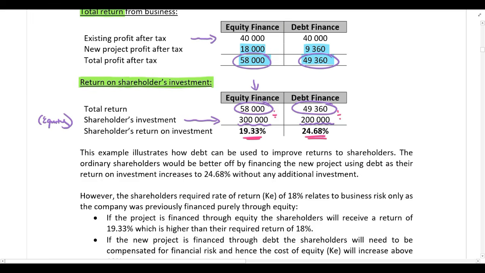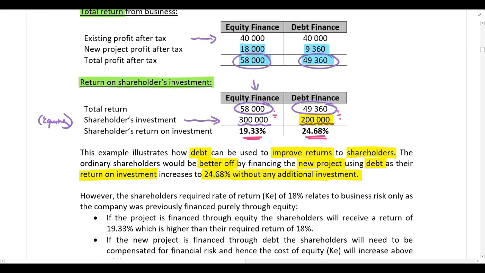All right, and we can now see the advantage of debt finance that I was talking about. This example illustrates how debt can be used to improve returns to shareholders because the ordinary shareholders would be better off financing the new project using debt, as their return on investment increases to 24.68%, and they also don't need to have any further investment in the company. The investment remains at 200,000 Rand.